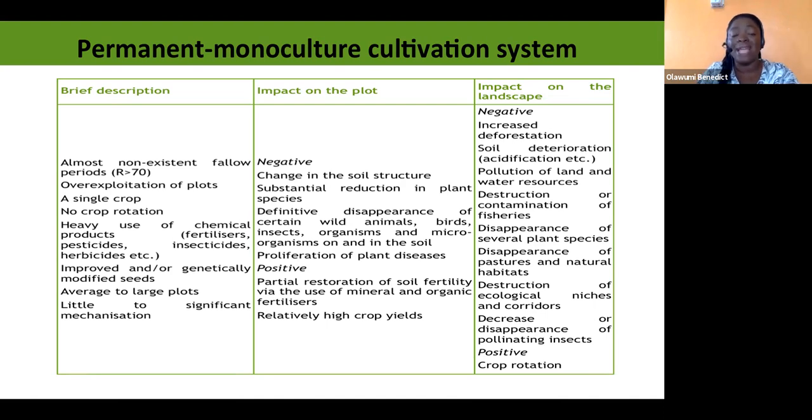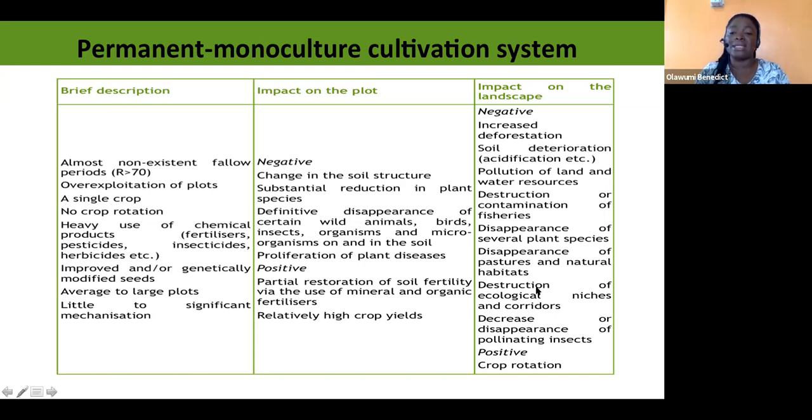Then there's pollution of land and water resources from the heavy use of the synthetic products. You're going to pollute the water body, the land, and the environment, even the landscape. Then there's contamination of fishes. We know that once the water bodies are polluted, there's going to be contamination of the fishes. And then there's disappearance of several plant species in the system. So these are the negative impacts on the landscape.